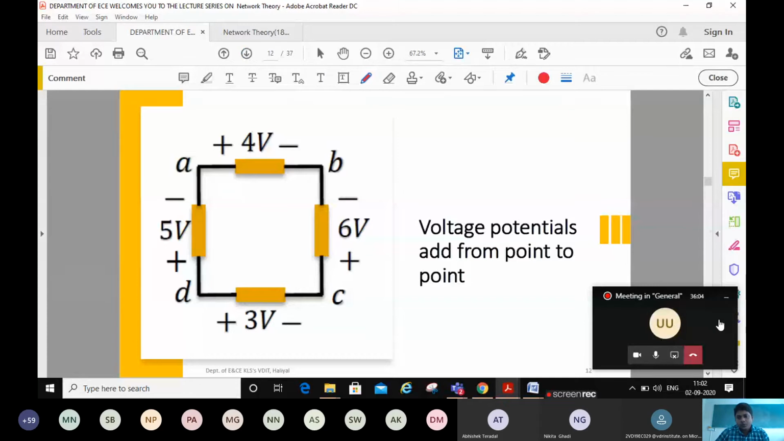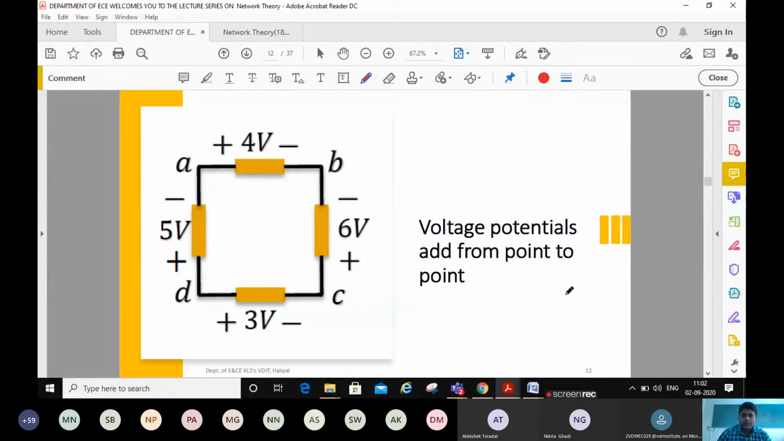Next we get how to measure the voltage or voltage potential. I am just giving you a glimpse here with the points. Voltage potential adds from point to point. What do you mean by this? Point to point, you require 2 points for measuring the potential difference. If I start from A to B and travel from B to C, C to D, and D back to A, the total voltage should be 0. So if I travel from A to B, what is happening here?